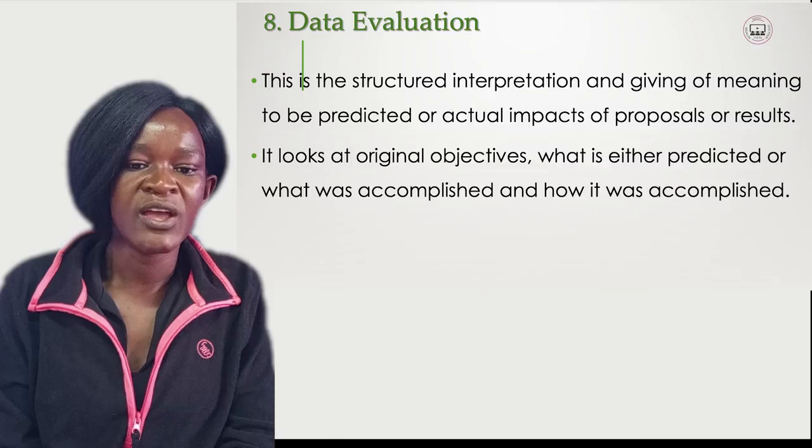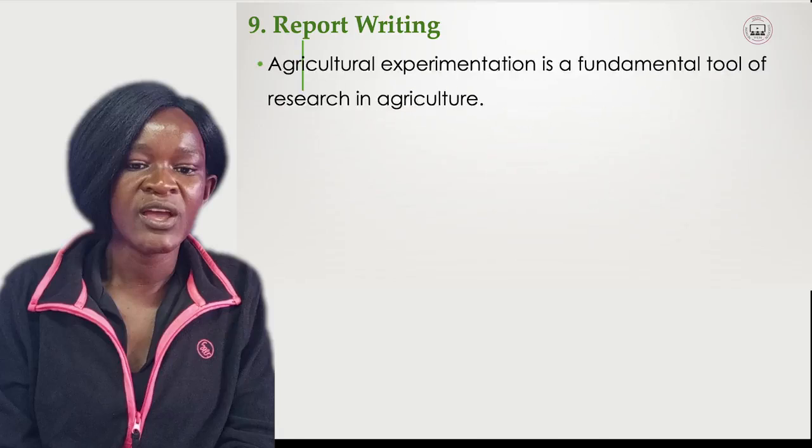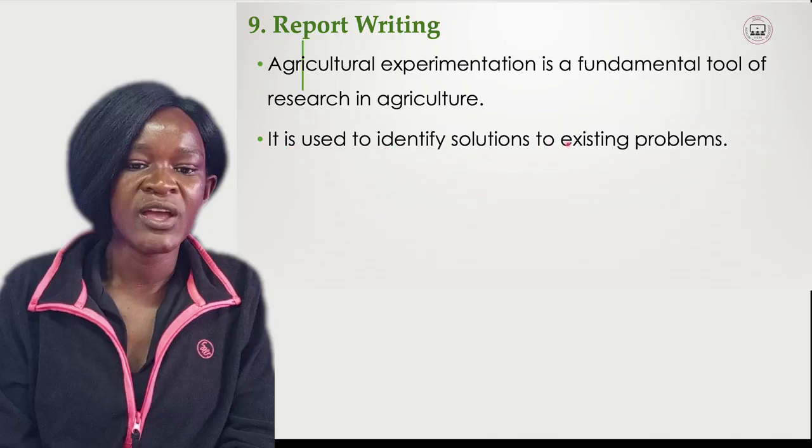Having done that, the last stage is report writing. As we already know, agricultural experimentation is a fundamental tool of research in agriculture, just because it is used to identify solutions to existing problems. If you have conducted the research, it means you first identified the problem, then you handled that problem, therefore you have the solution to that problem. So there is need for you to write the report so that the world should know what you researched on.